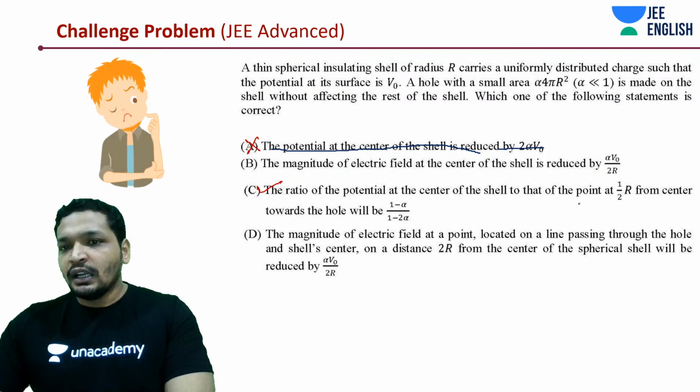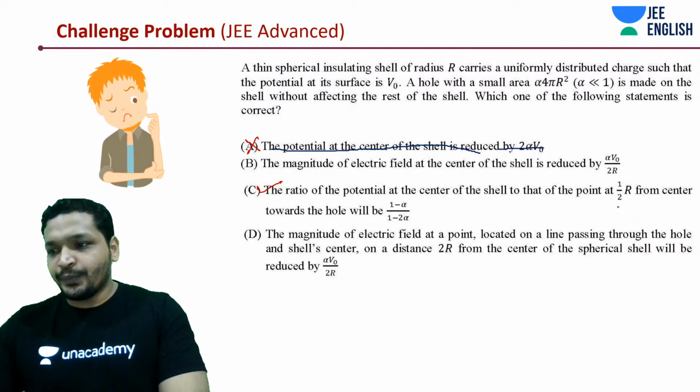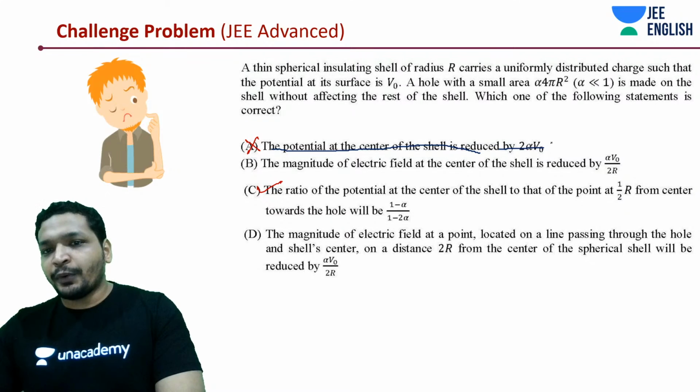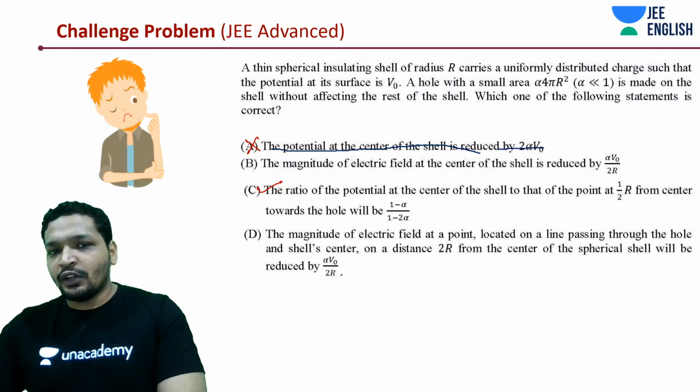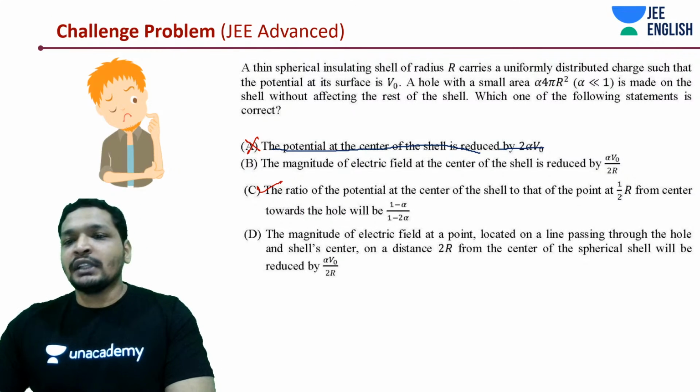Now the other thing is, we have already assessed the potential at the center. Now the next thing you have to do is assess the potential at a distance r by 2. I'm doing A and C first because I've started with A, which is potential, and B and D talk about electric field, whereas A and C talk about potential. And here, what is the ratio that you have to take? You have to take the ratio at r by 2, with the center.